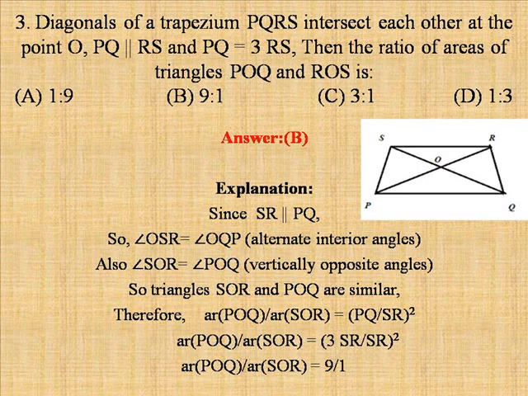Therefore, area of triangle POQ by area of triangle SOR equals PQ by SR whole squared, that we know. PQ is 3SR, as given in the question, so it is 3SR by SR whole squared, that is 3 by 1 whole squared, that is 9 by 1. So the ratio becomes 9:1. So option B is the correct answer.